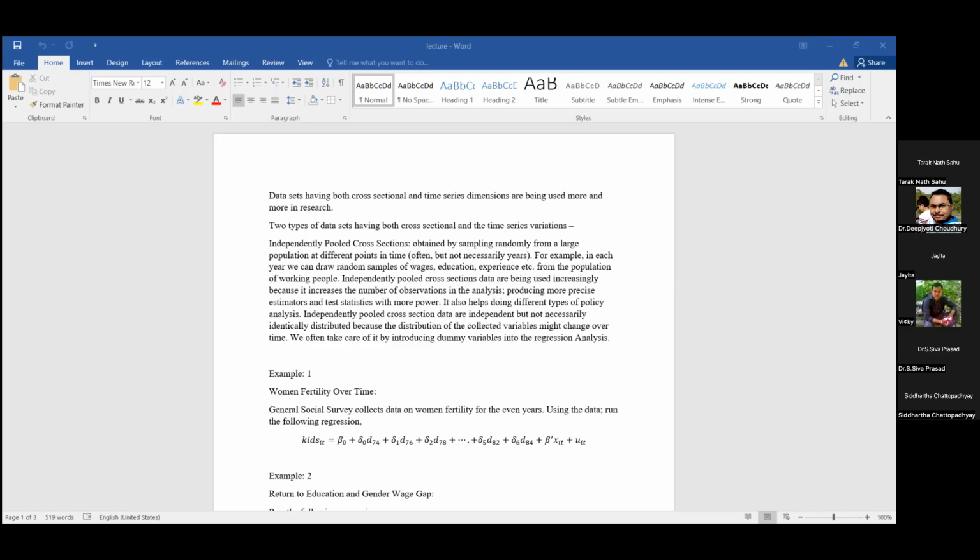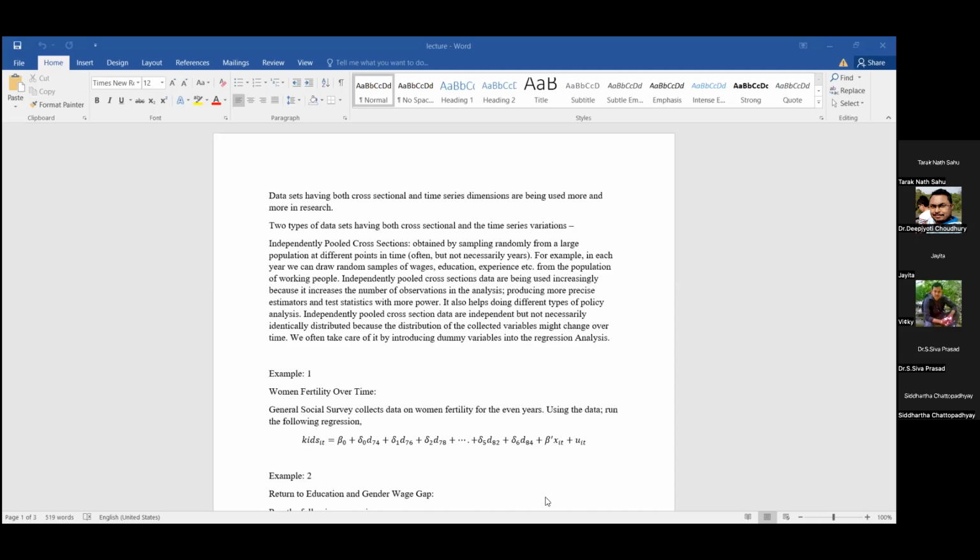So I'll give you a brief introduction of this kind of data set having both cross-sectional and time dimension, because these kinds of data sets are more and more used in research, because of some very desirable characteristics. And there are 2 types of data sets having this cross-sectional and time series variation.